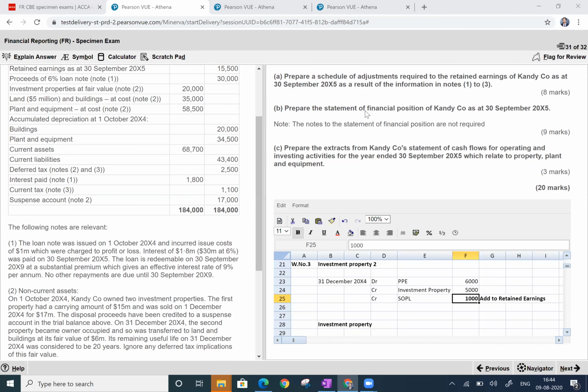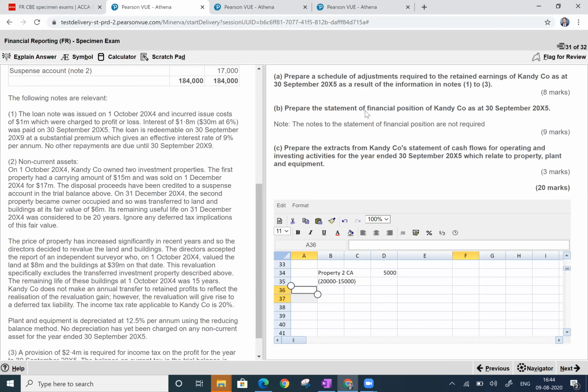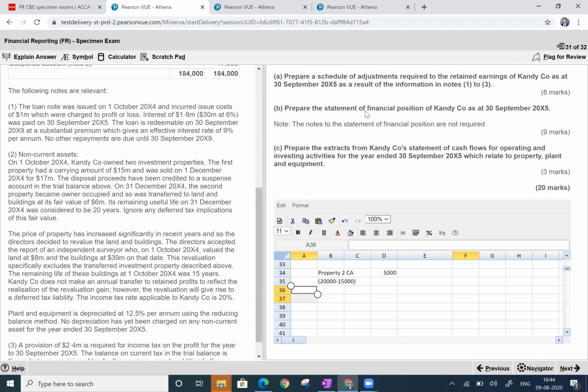Okay, now investment property is completely over. What else do we have to do? Then they say its remaining useful life on 31st December X4 was considered to be 20 years. So depreciation of that particular property. You can also write like that as an example. So what is the depreciation of this particular property?